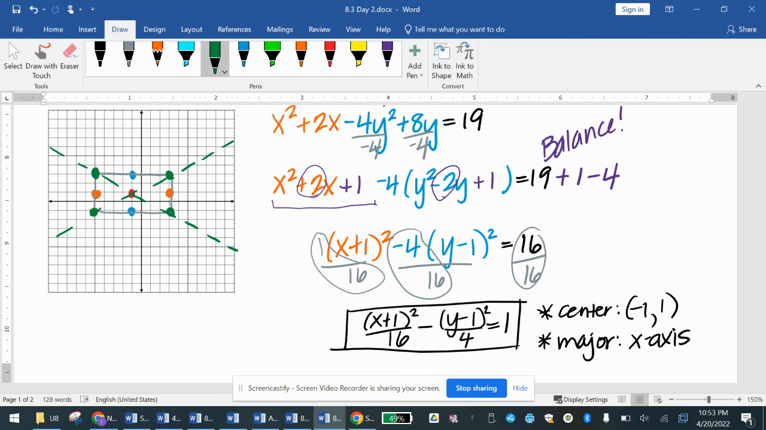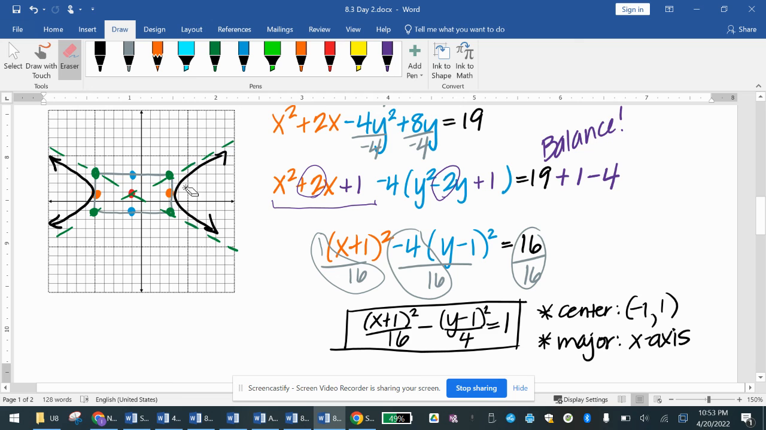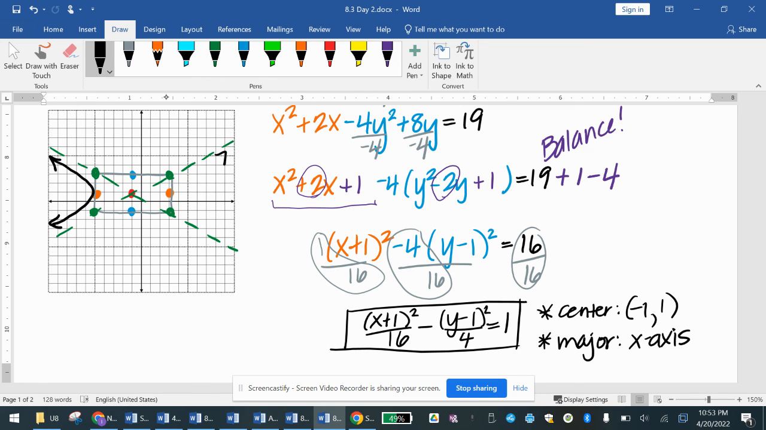Now remember, the major axis was the x-axis. The x-axis goes left and right, so your two parabolas, you should have one opening to the left and the other one opening to the right. And it has to pass through the vertex. This one I kind of missed it by just a little bit. There we go.